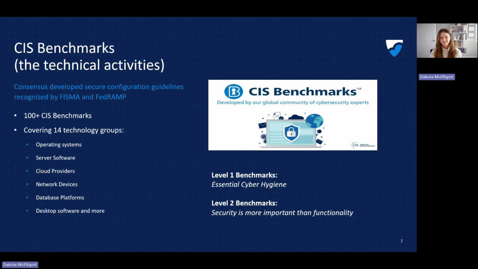You'll also see here CIS refers to two levels in every benchmark. Level one is going to be that essential cyber hygiene, right? Things that improve security with minimal impact to usability. And then we have level two, which is more restrictive and is designed for environments where security is more important than the functionality of the device or the tenant. And that's really the heart of the benchmarks. They translate broad security principles into very specific, measurable technical activities that you can implement and test throughout your process over time.